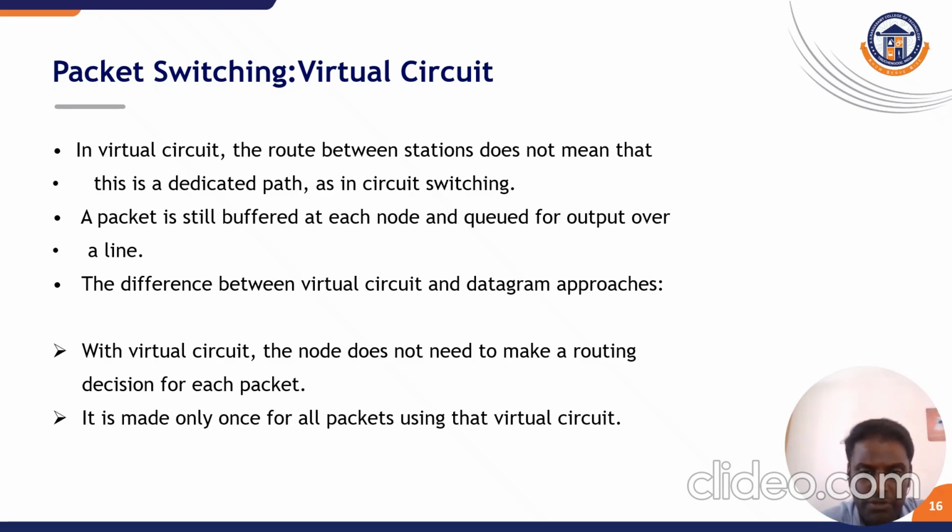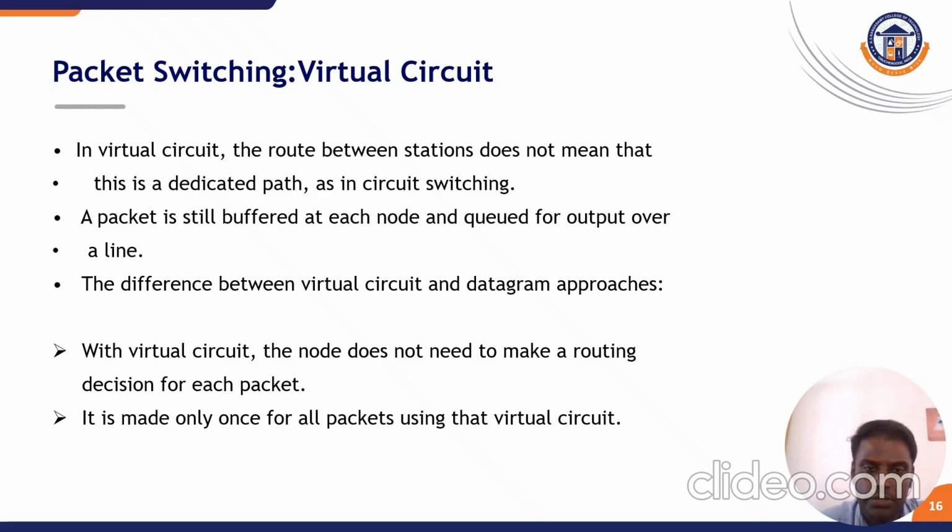The difference between the virtual circuit and datagram approaches is this. With virtual circuit, the node does not need to make a routing decision for each packet. It is made once for all packets using the virtual circuit. Whereas in datagram, we depend upon a routing decision for each packet, and when the traffic is low, it is going to make its own path, and if congestion is high, it is going to take its own decision. So that's it, students.